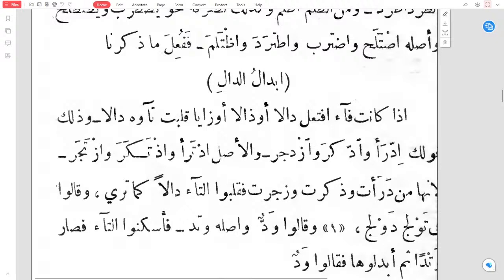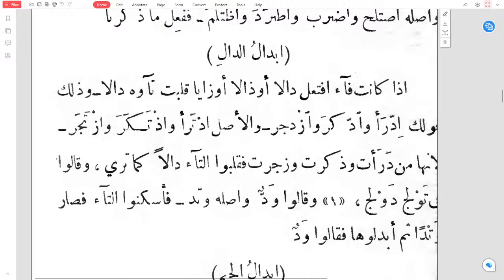والأصل ادترأ اذتكر ازتجر لأنها من درأت وذكرت وزجرت, because these words originally came from these root letters dal, ra and hamza, which means to push away. ذكرت, I mentioned. زجرت, I warned him or told him off. فقلبوا التاء دالا كما ترى, so they changed the ta into a dal like you see.